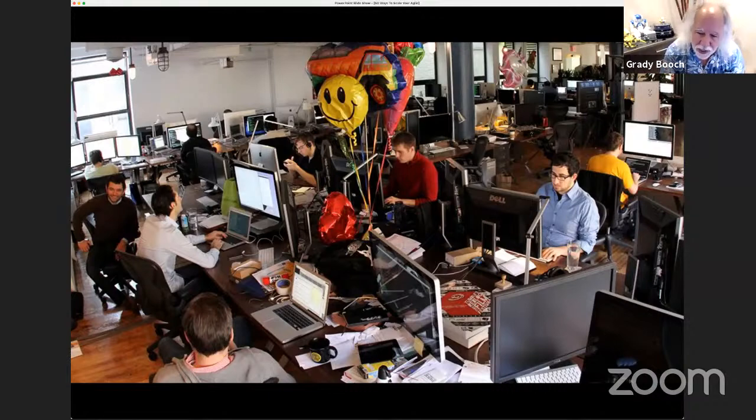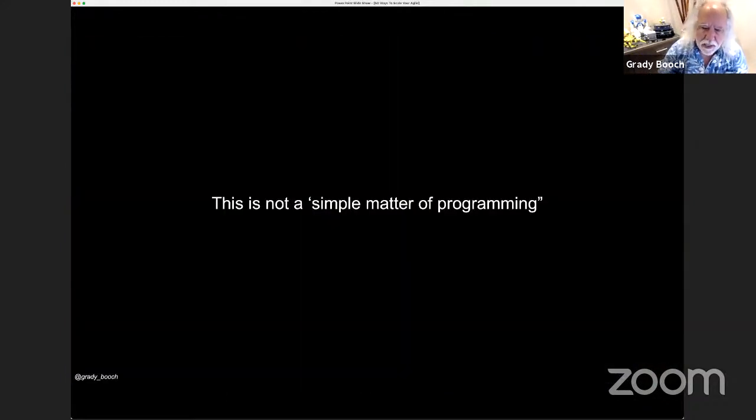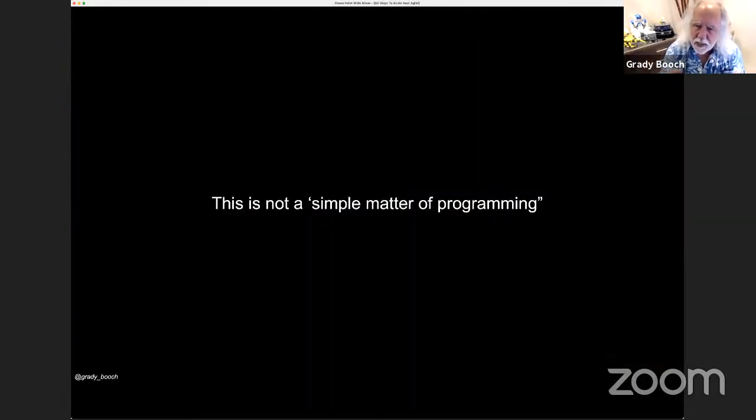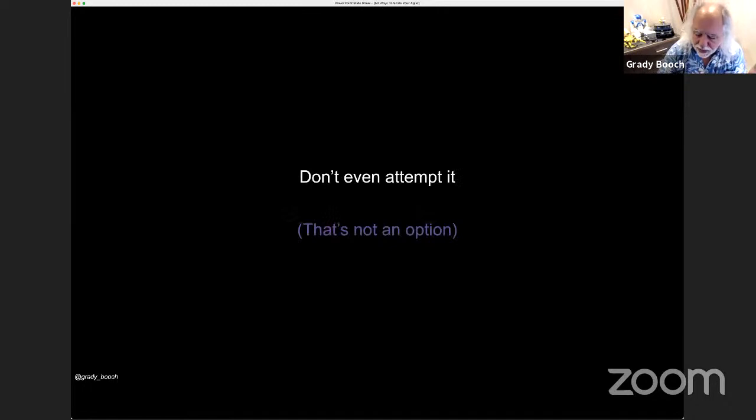At any rate, you're not going to apply a project like this and expect it just to scale instantly to the problem I described. So how do you do that? How do you bridge the gap? As I said, one possibility is you just don't do it. I pose this to many people and say, hey, just apply your same approaches. They said, well, no, it's not a simple matter of programming anymore. It really, really isn't. And so some people say, don't even try it. Well, that's not an option.